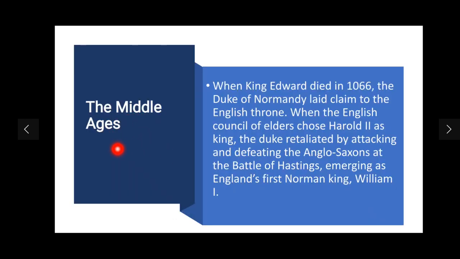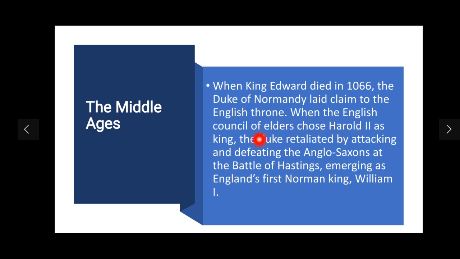The Middle Ages. The last king of the Anglo-Saxons was Edward. When Edward died in 1066, it was actually the end of the Anglo-Saxon period. Now the Duke of Normandy, which nowadays is France, laid claim to the English throne. He claimed that England belonged to them.